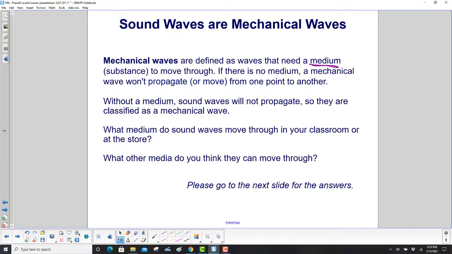What medium do sound waves move through in your classroom or at the store? What other media do you think they can move through? Think about it, then go to the next slide for some answers.